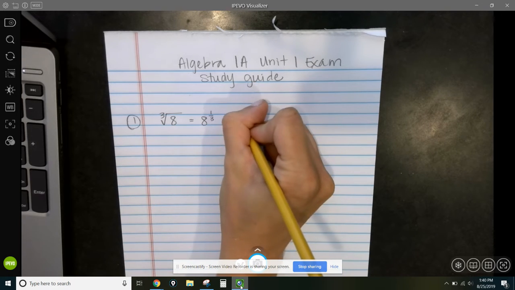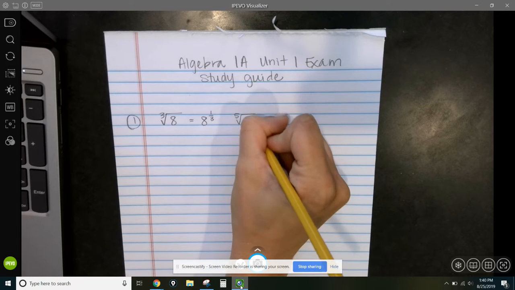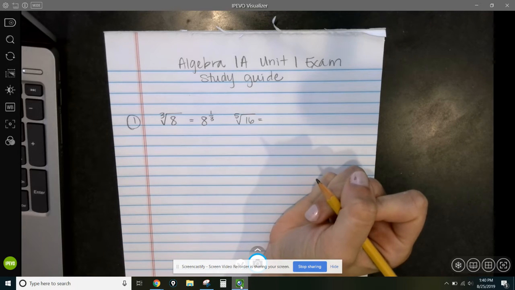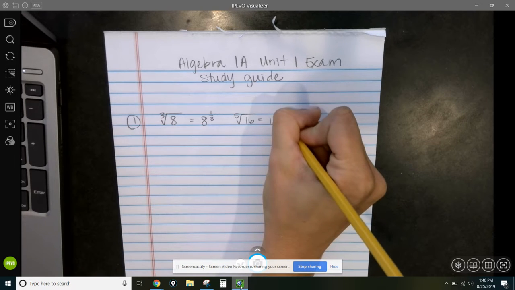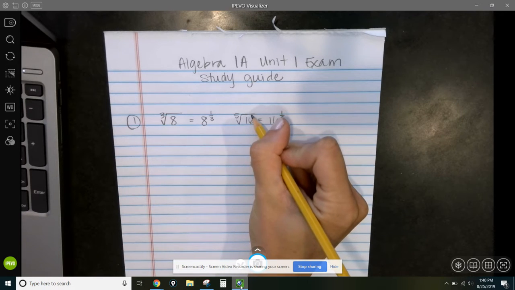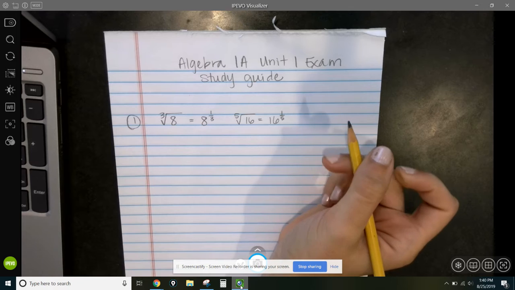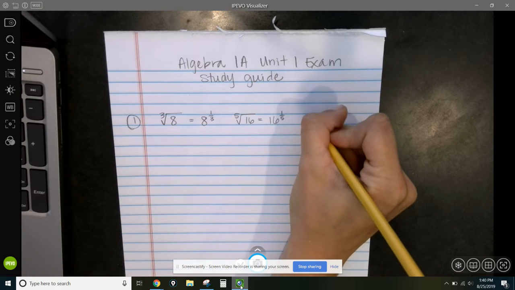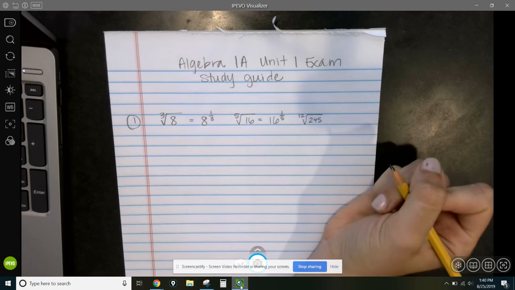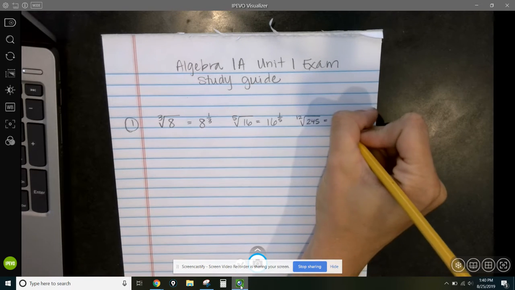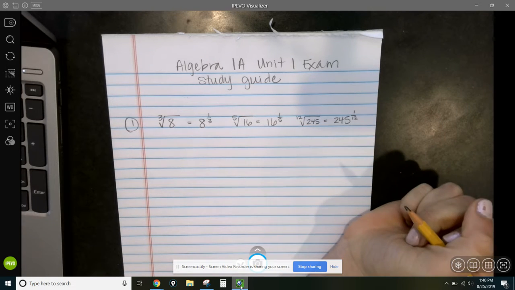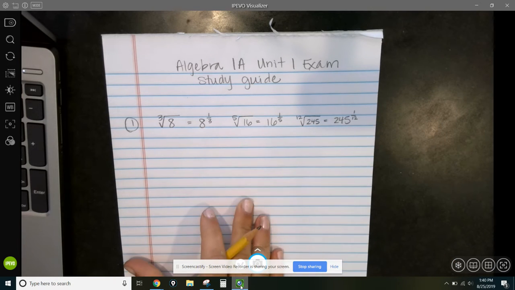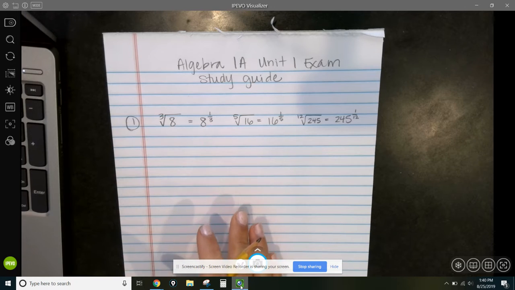So if I had the 5th root of 16, and I wanted to rewrite that using exponents, I would write 16 to the 1/5 power because that 5th root is the same as an exponent of 1/5. And let's just do one more. So if I had the 12th root of, say, 245, I could rewrite that as 245 to the 1/12 power. So those are just a few examples of how you can rewrite these using exponents.